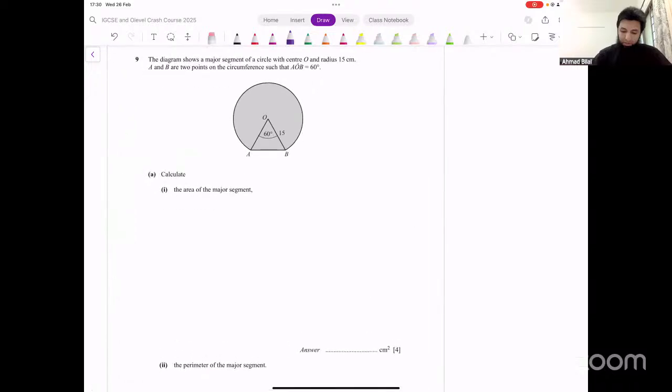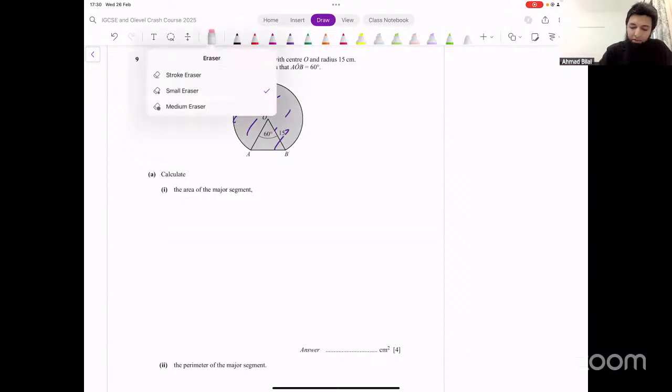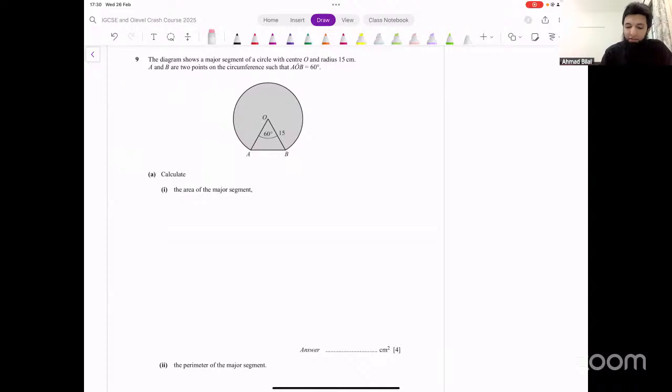The diagram shows a major segment of a circle with center O and radius 15 centimeters. A and B are two points on the circumference such that angle AOB is 60 degrees. Find the area of the major segment. So basically, we want to find all of this area. How can we do that? Find the area of the sector and add to that the area of this triangle. Okay, what's the area of the sector going to be? You first of all find this angle. What's this angle? 360 minus 60.